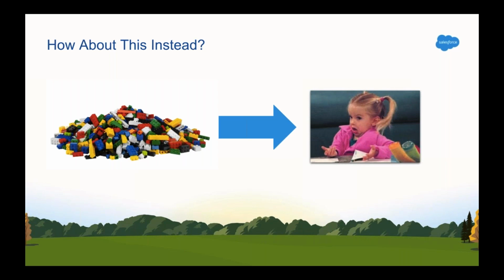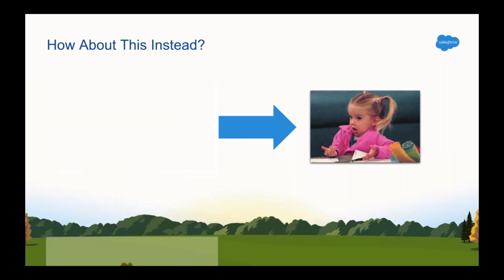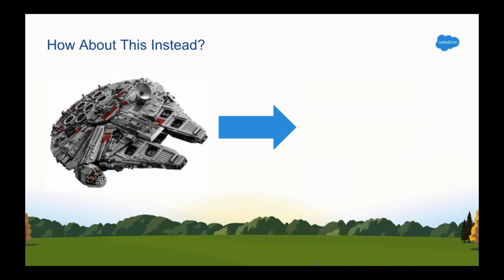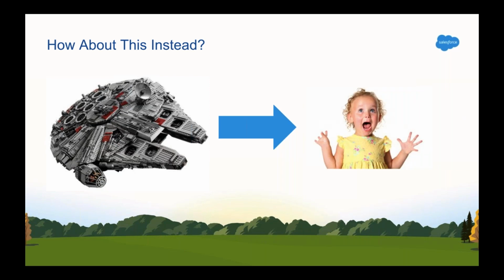So what if we did this instead? We take this incredible, flexible, extensible toolkit, we keep it, only now we show you how to make something awesome. In other words, we give you the Legos, and we give you the blueprint for building a Millennium Falcon. And hopefully this takes our developers from huh to wow.